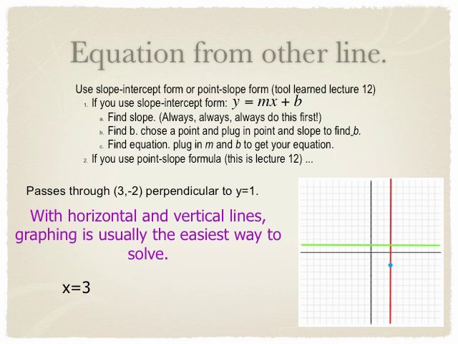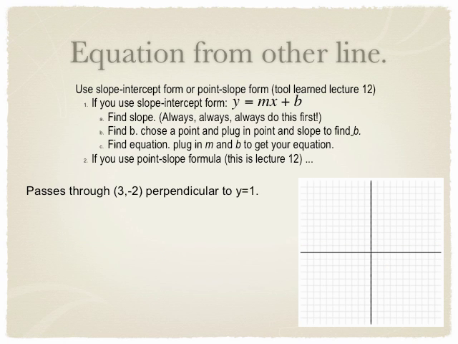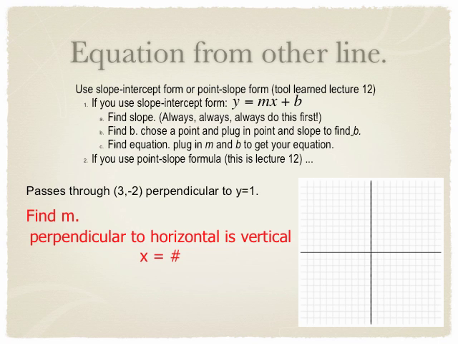Okay, let's do it maybe a slightly different way. I mean, they're pretty close to the same thing. But if I know that it passes through (3, -2), and it's perpendicular to y = 1, find m. The perpendicular to a horizontal line is a vertical line, so I know I have x equals a number. The only number that x could equal is 3, because look at my ordered pair. I have 3 in the x spot, so it's x = 3.